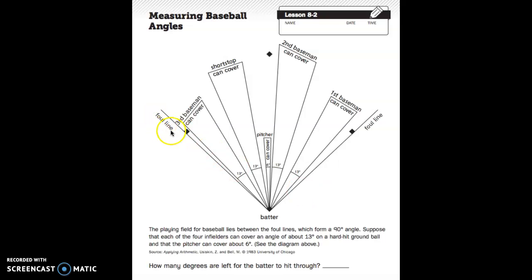If I know that this angle here is 90 degrees, and I know the measurement that each baseman and the pitcher can cover, then what I need to do is say, this is 90 degrees. I need to figure out how much can be covered by the basemen and the pitcher, and that'll help me figure out how many degrees are left for the batter to hit through.